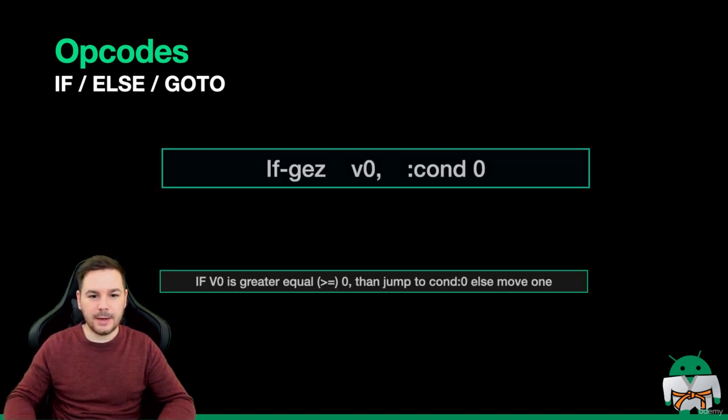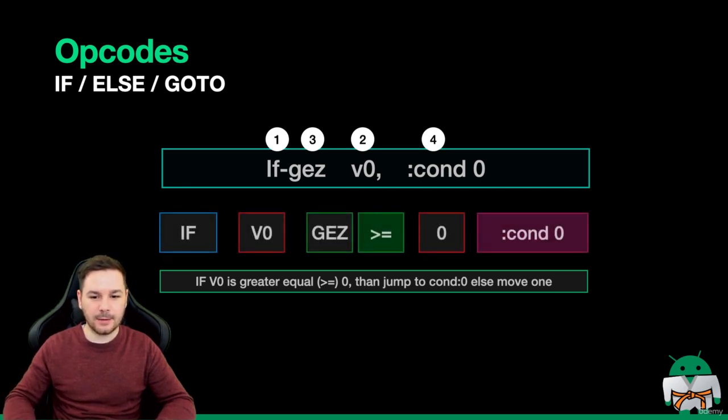Here we have the instruction, and if you say it out loud, then you recognize what it does. We have to read it in the following way. If v0 is greater equals 0, then we jump to condition 0. I know it looks dumb, but if you keep doing this, these if statements will be no problem for you. And this is what we get: if v0 greater equals 0, then jump to condition 0.